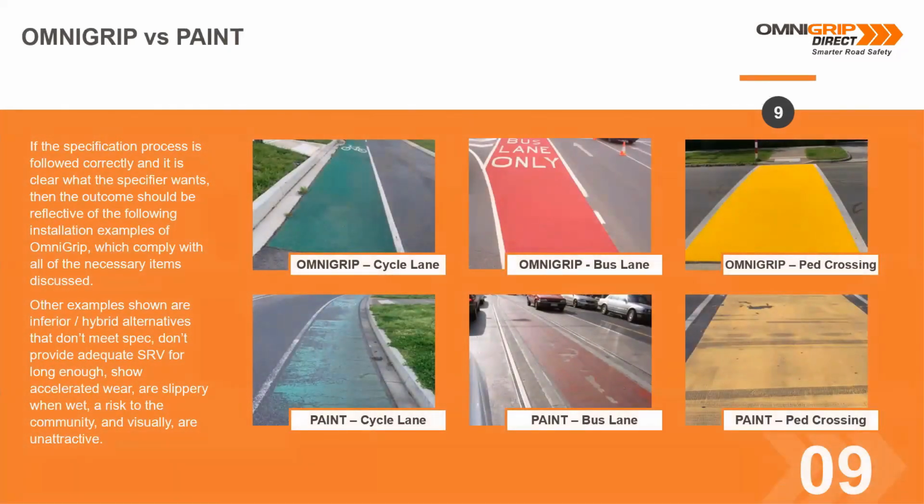So the next slide, pretty straightforward. We've just put a few pictures on the top there of our product, and a couple of pictures of some of the product that's available in the marketplace. On the top left picture, we've got our OmniGrip CST in a bicycle lane, which I believe is about 8 years old. It's been operating for about 8 years on the road. And look at its condition. It's still got the texture.